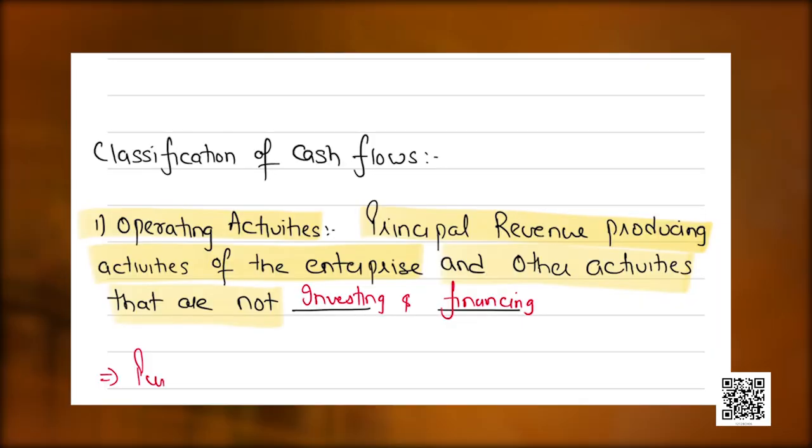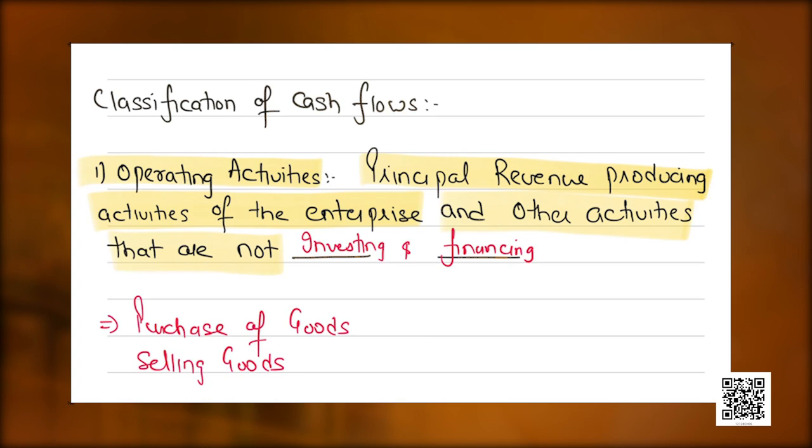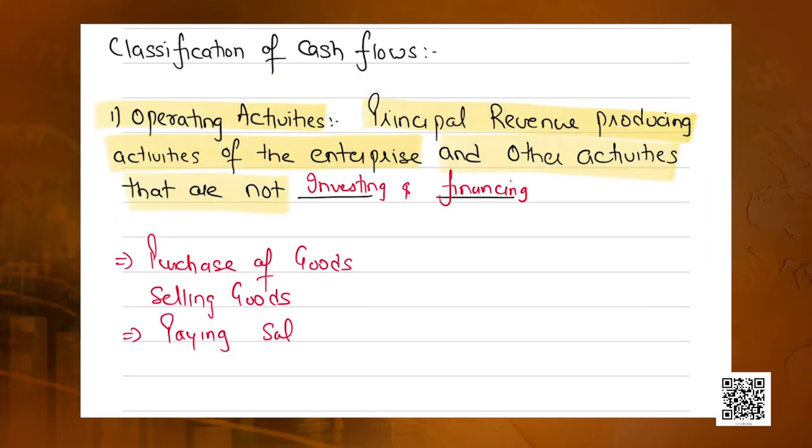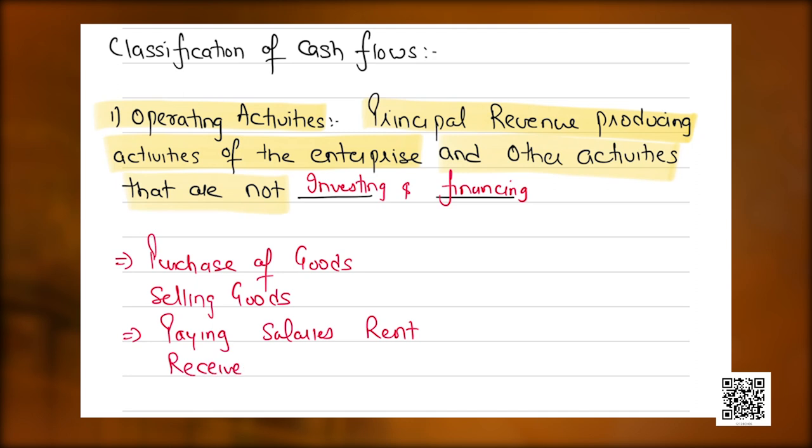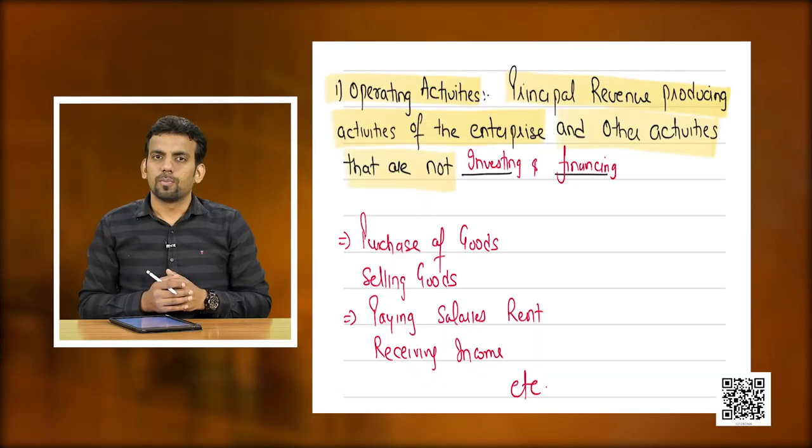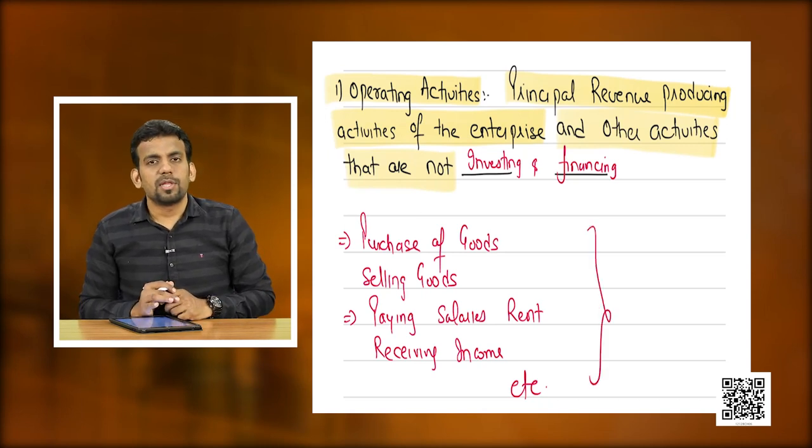So let's take few examples for operating activities. Purchase of goods, selling goods, paying salaries, rent, receiving income, etc. These all could be the operating activities. But one thing clicks my mind, that buying goods, selling goods, paying expenses, receiving incomes, these all things are already deducted and added while making profit and loss account. So, why to do the same thing again?